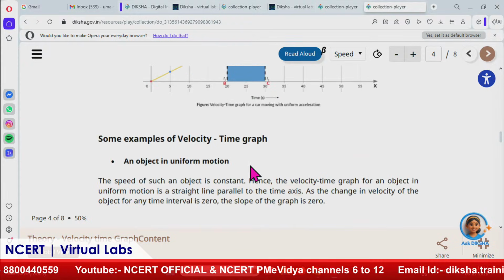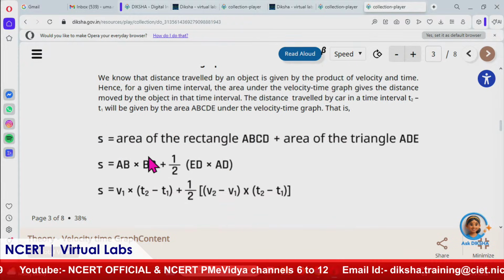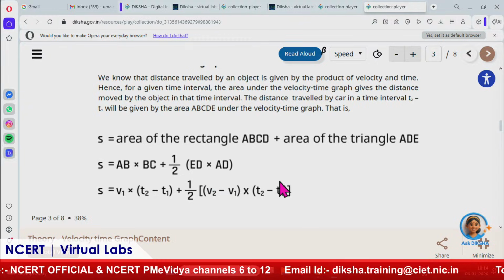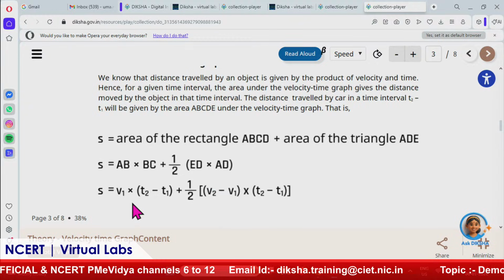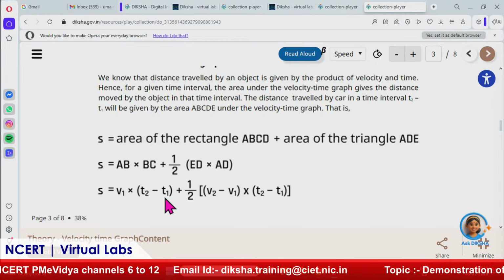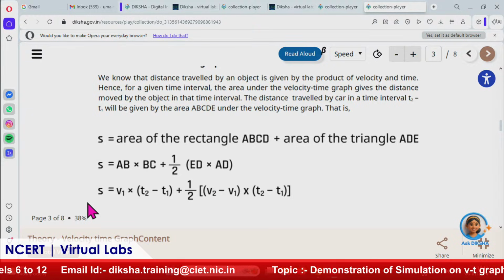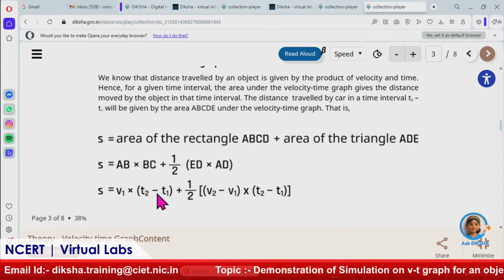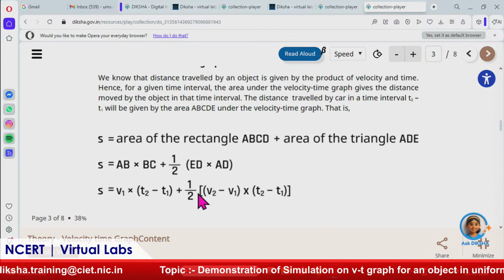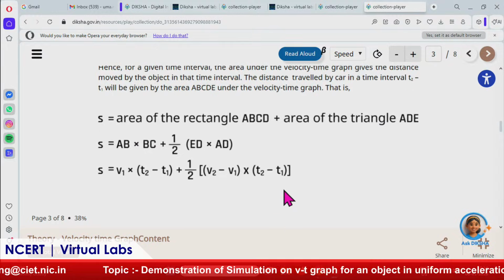So, we can calculate it simply by using this formula, S equals V1 into T2 minus T1 plus half V2 minus V1 into T2 minus T1, because all the information we got over here. So, putting all those values over here, we can easily calculate this distance.